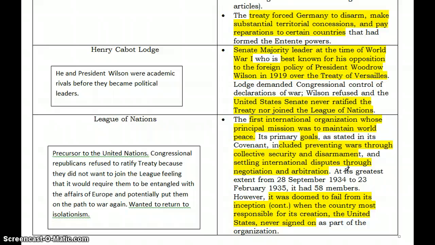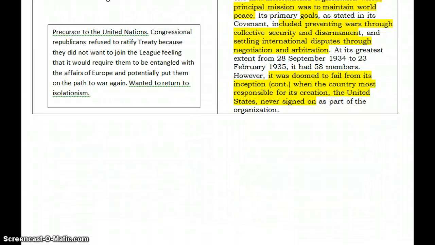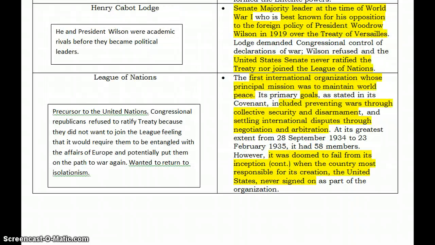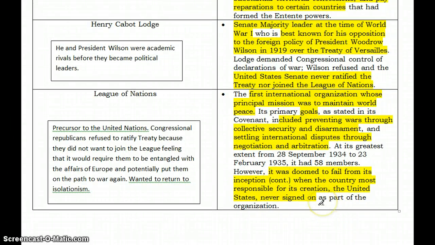this portion about settling international disputes through negotiation and arbitration is about trying to end that and having kind of open and honest wars. However, it's doomed to fail because one of the largest police powers and still economically viable countries, the United States, refuses to enter the organization, and ultimately the League of Nations cannot do what it sets out to.